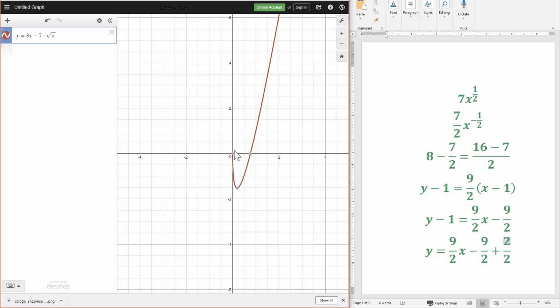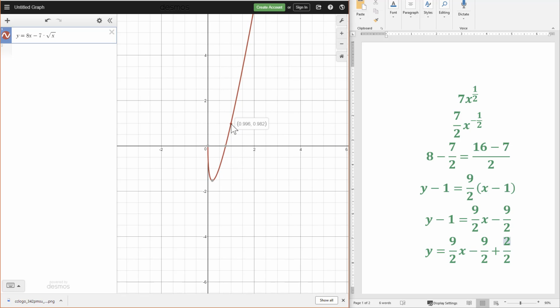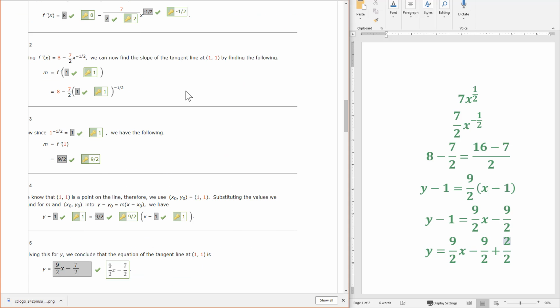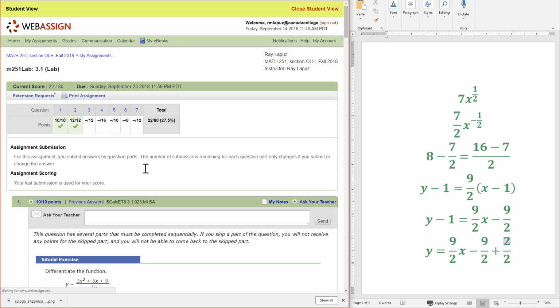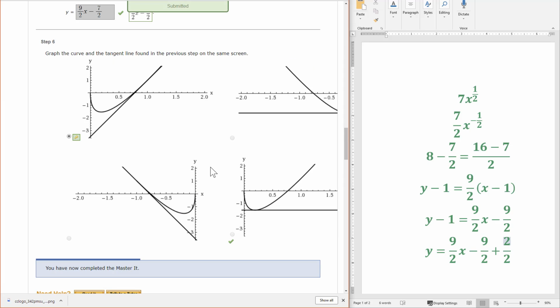Maybe we can zoom in a little bit. This is the point (1, 1) right here. And so hopefully our tangent line would be passing through that point. So let's put the tangent line in. The tangent line is y equals 9/2 x minus 7/2. And here we go, tangent at that point. And the closest to that would be this graph over here. All right, so we'll submit, and then now we're done. Hopefully that helps.